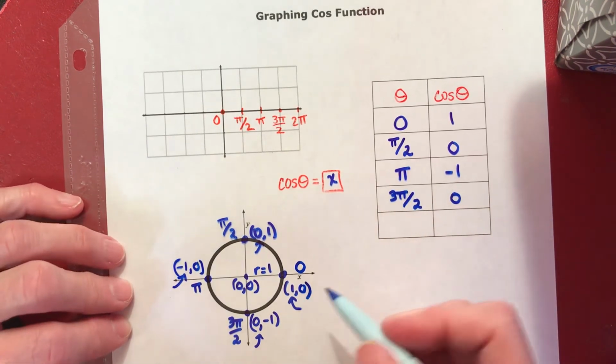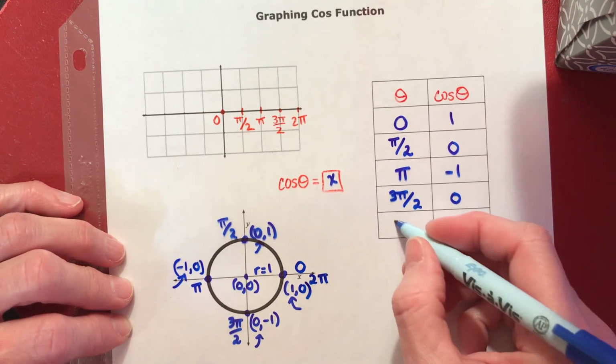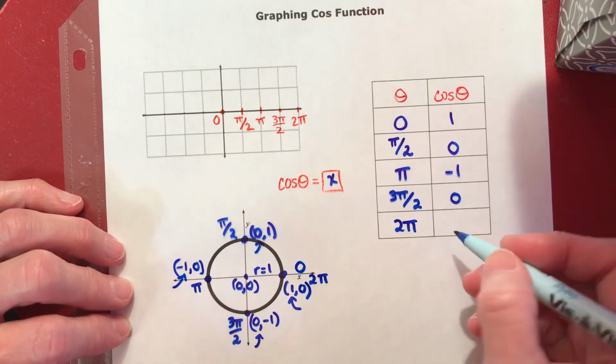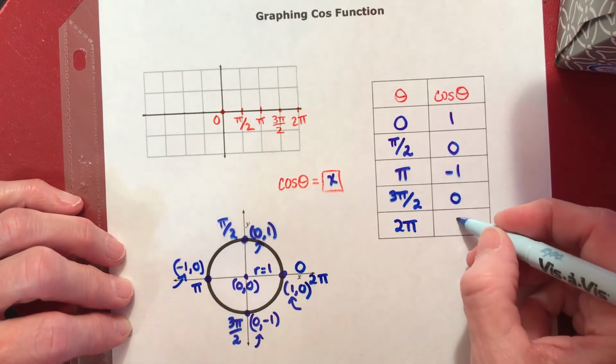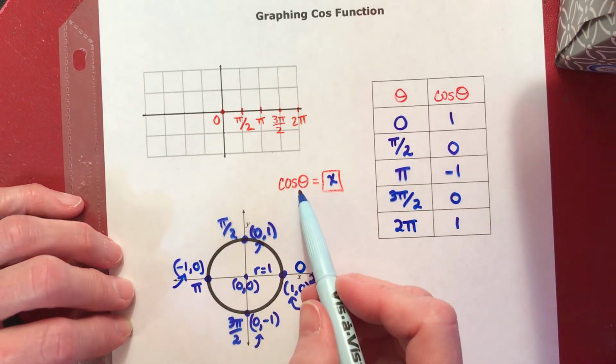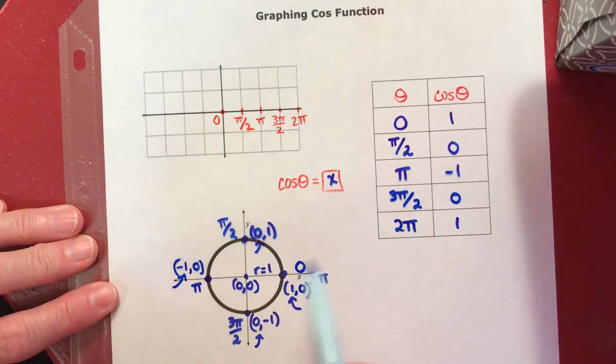And then finally, once we get back over here and we've gone around once, we are at 2 pi. That is the equivalent of 360 degrees. And we are back at 1 being the x value. So the cosine is represented by the x value. Now let's graph these points.